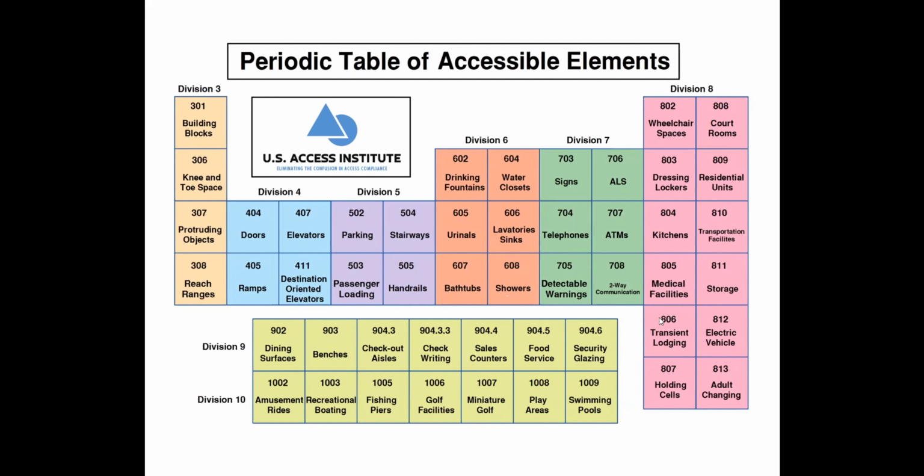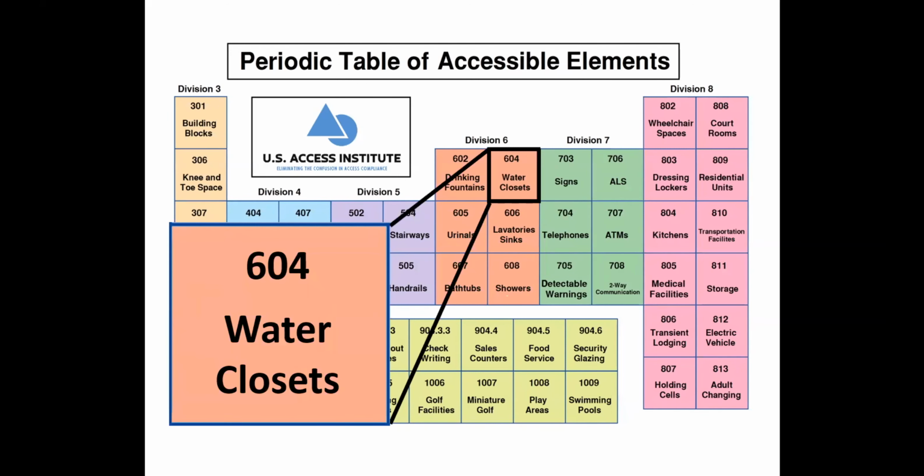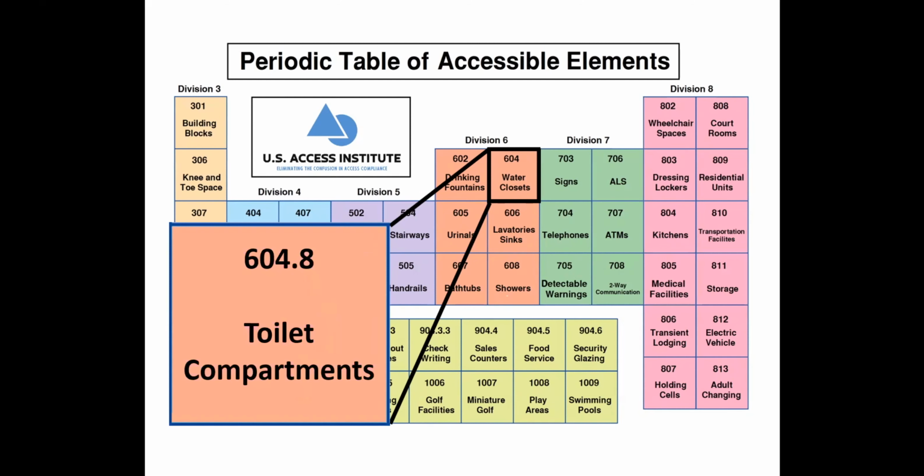First, we start with the periodic table of accessible elements. It's not a real table in the access standard sense of things, but hey, we want to make access fun. We begin today, as we always do, with the 2010 ADA Standards for Accessible Design. Next, we look at section 604, and that covers water closets. Then we'll drill down to section 604.8 on toilet compartments.